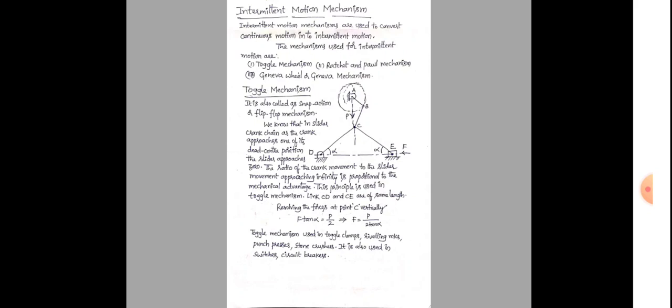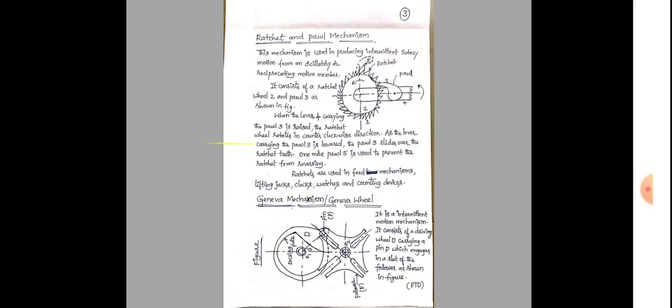Now the second one is a ratchet and pawl mechanism. So this is the figure which is shown. The figure shows a ratchet and pawl mechanism, where you can see I have clearly named the different links 1, 2, 3, 4, 5, in which link 3 is a pawl and link 1 is a ratchet.